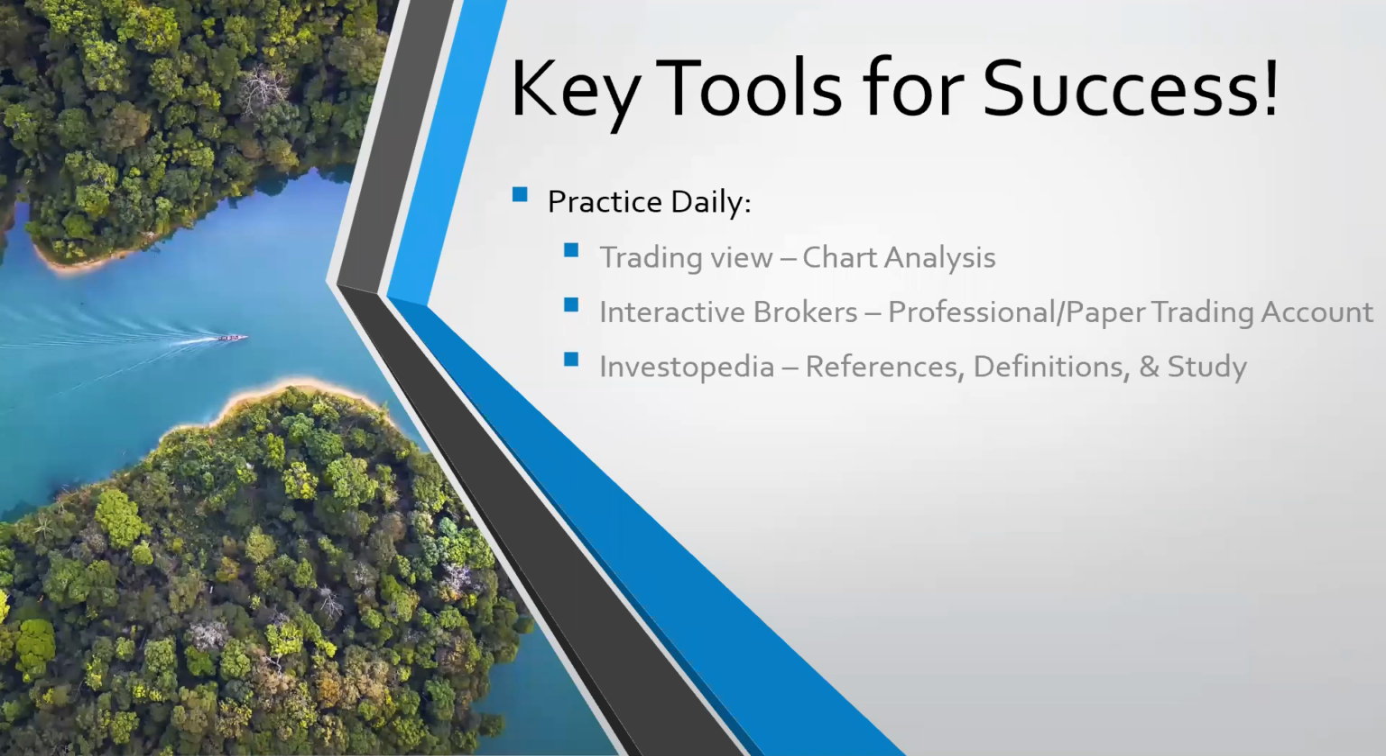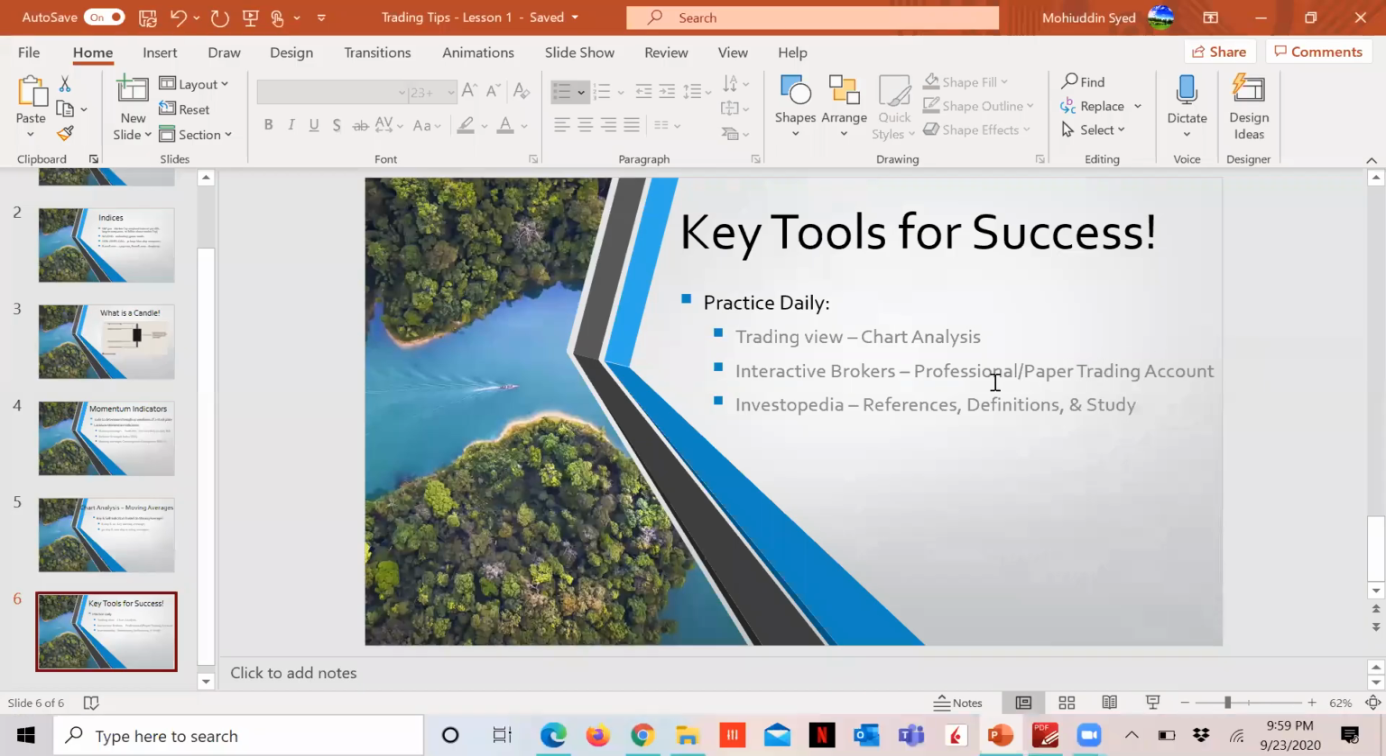So what I would suggest is practice TradingView on any chart or any stock ticker symbols that you like, at least a few minutes a day. Open up a professional account in Interactive Brokers. It gives a live account and a paper trading account. So when you go to the paper trading account, you can trade with $1 million fake money, and you can experiment on that before you do the trading with real money.